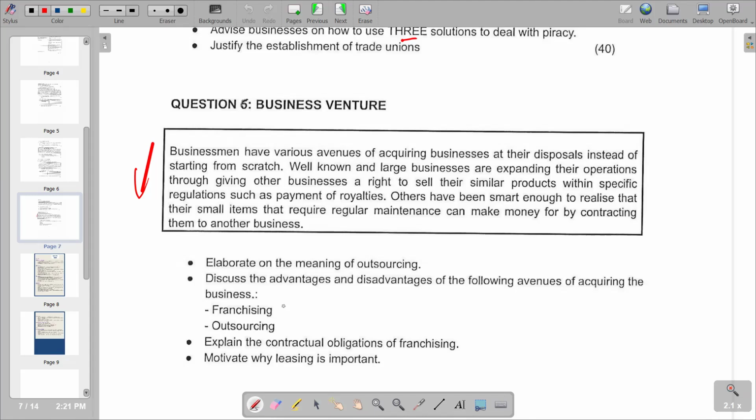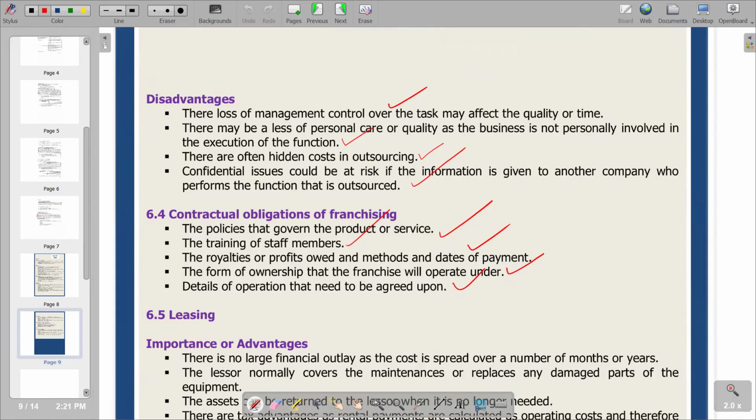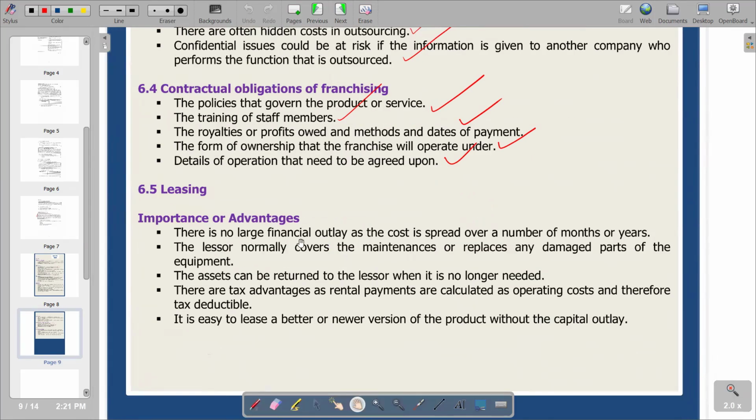So the question leads us to come up with reasons why leasing is important, to motivate why leasing is important. So we are saying for the first part, there is no legal or financial outlay as the cost is spread over a number of months or years. Obviously, you are not going to buy the property, but you are just going to use it and pay for a certain period. So no large amounts of initial capital outlay, no large financial outlay. So it becomes an advantage to the lessee.